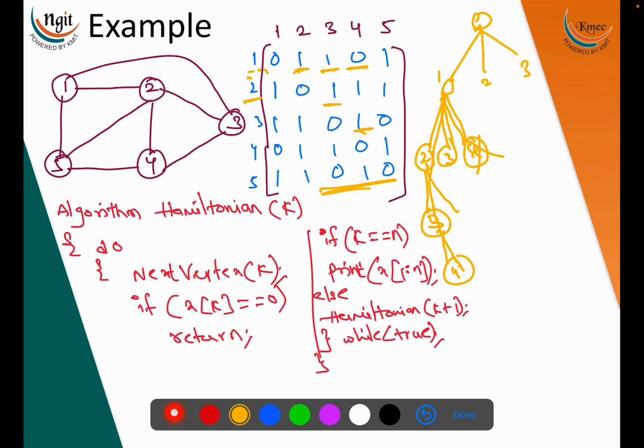As far as the bounding function is concerned in this algorithm, if you don't find any edge between 2 vertices, it will ignore it and cut it from the tree. So this is about the Hamiltonian cycle of a graph. And this is your lab experiment also. You try to implement code based upon this algorithm using Java programming.